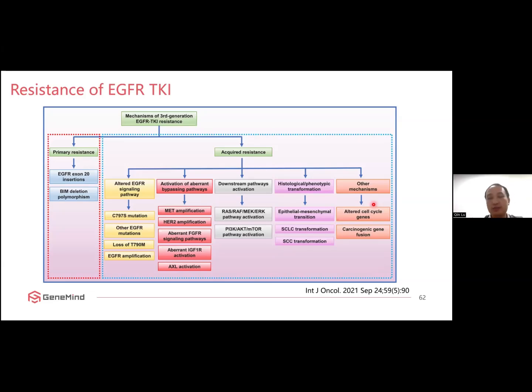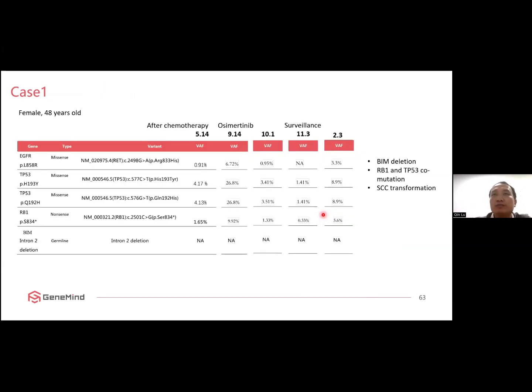Here are some clinical cases, and this is a diagram of the resistance to EGFR TKI. As I see it, the mechanisms of resistance to EGFR TKI are primary resistance and acquired resistance. The primary resistance could be EGFR exon 20 insertions and BIM deletion polymorphism. And the acquired resistance could be altered EGFR signaling pathways, such as the C797S mutation and some other mutations. So in this case, we used liquid biopsy for monitoring drug resistance.